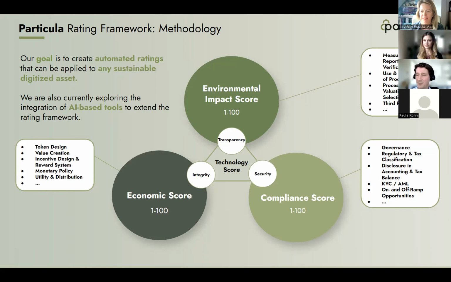Then there's the compliance score that covers everything from KYC, on and off ramp, tax, legal, valuation, etc., and an economic score with aspects like token design and the incentives, which of course is very important because the incentive has to be big enough to get people to invest in those projects, and so forth.